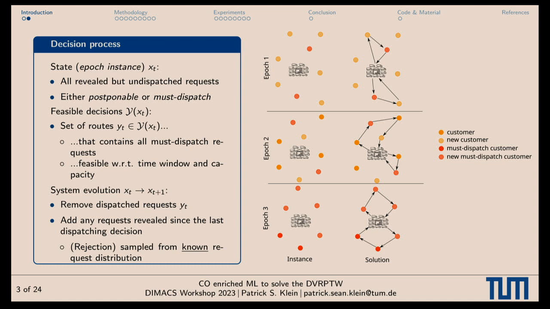Then the set of feasible decisions that we have in each state is simply the set of all sets of routes that contain all must dispatch requests and that are feasible with respect to their time windows and the overall vehicle capacity. The system evolves from one dispatching state to the next by removing all of the requests that have been dispatched and adding any requests that have been revealed since the last dispatching decision. Here we draw the requests based on rejection sampling from a known request distribution. This is known to us at decision time. We of course do not know which requests will arrive, but we at least know their distribution.